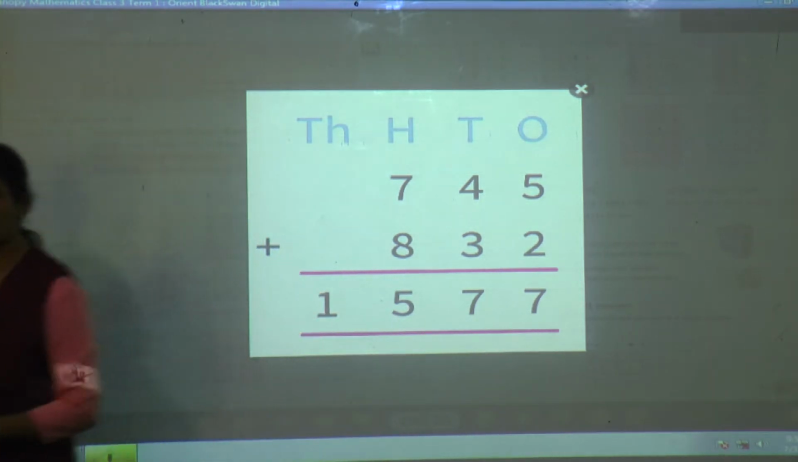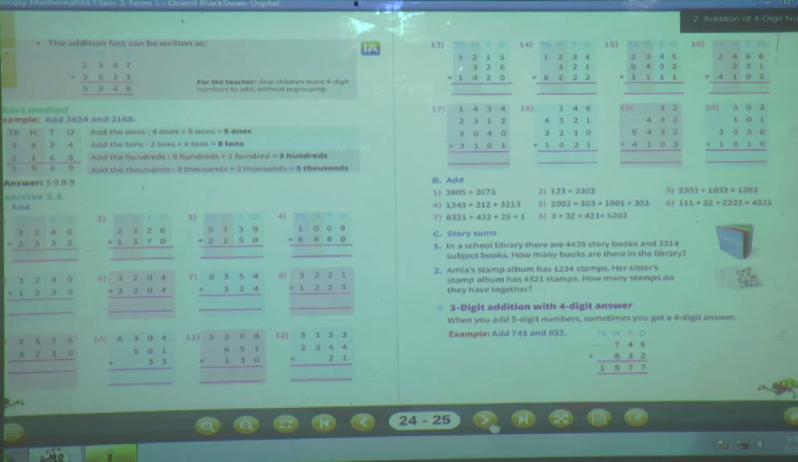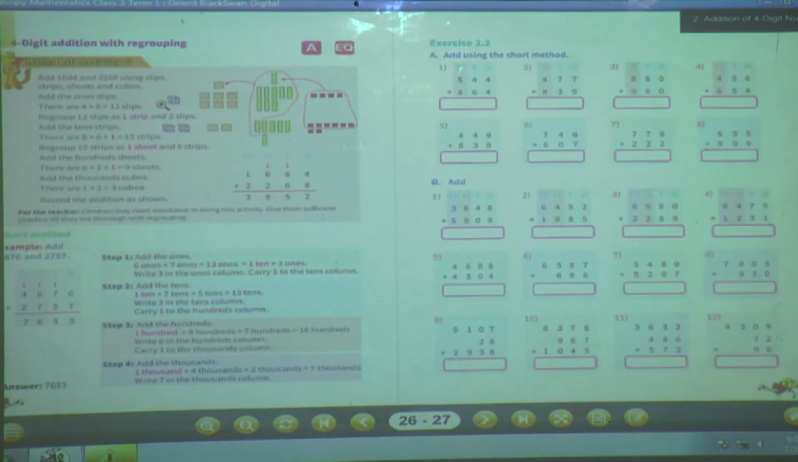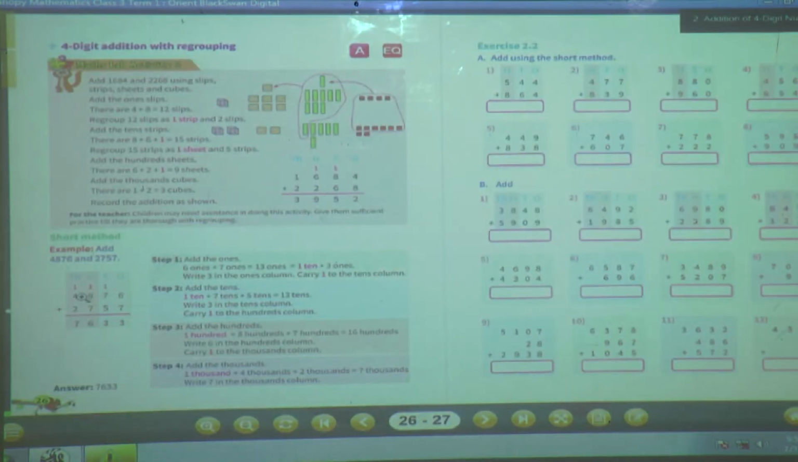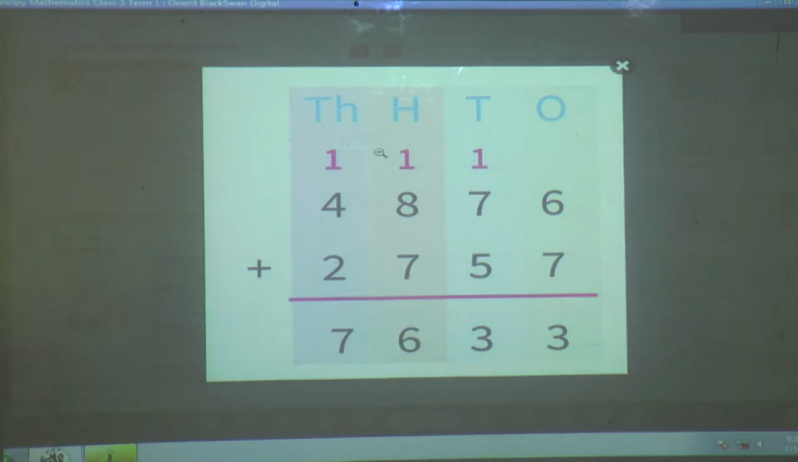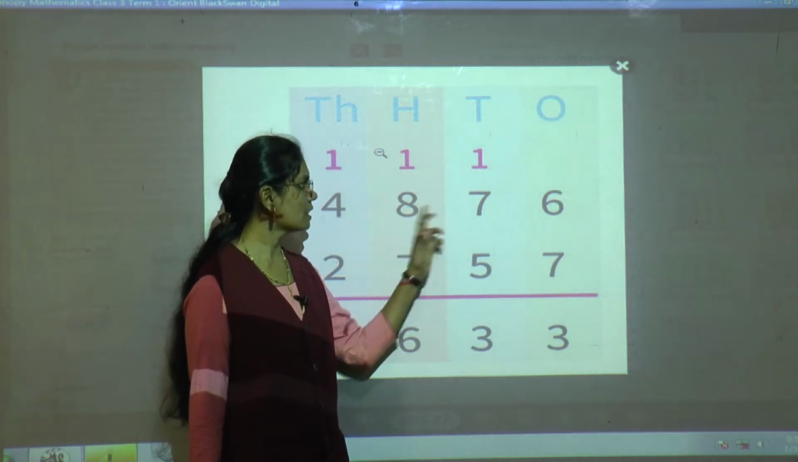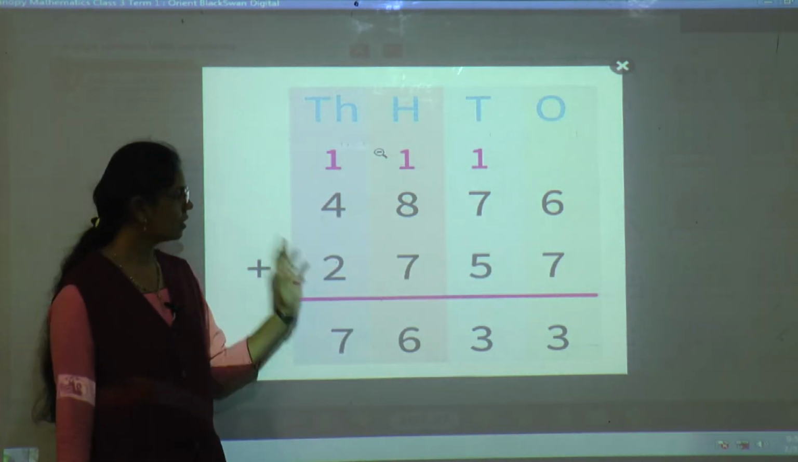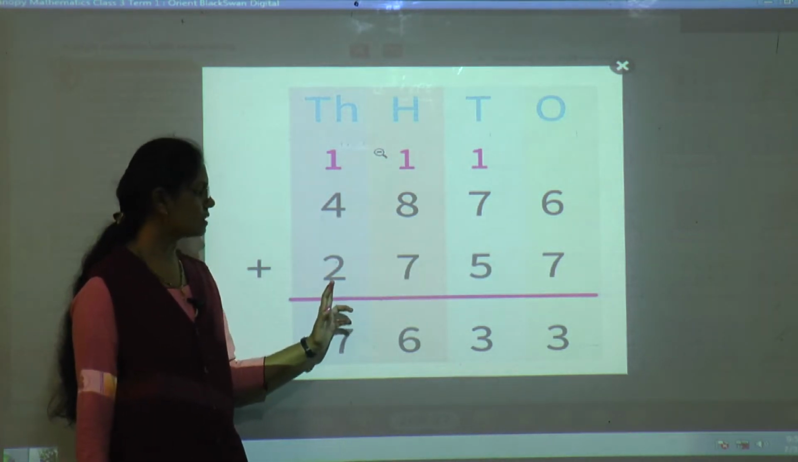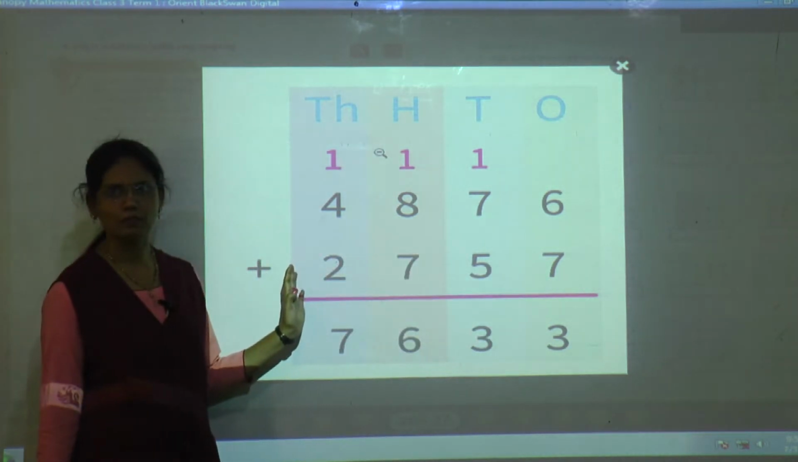Okay, so now after this we will see how to add 4-digit numbers. For that, I'll show you one example. Now see here. Here the number is 4876, which is a 4-digit number. Okay, and the other number is 2757. This is also a 4-digit number.